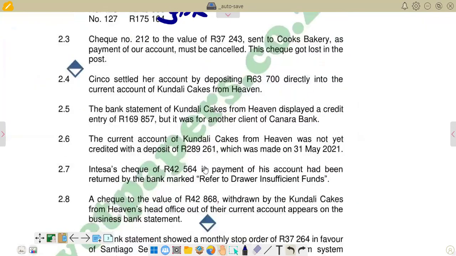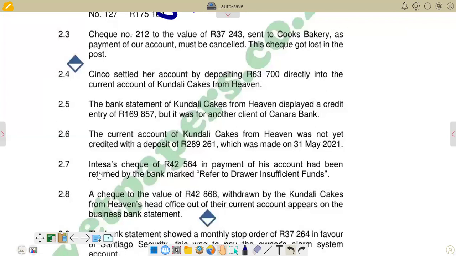Next transaction is saying Intesa check of 4,567 in the payment of his account had been retained by the bank marked refer to draw. So any check that is returned refer to draw does not affect the bank reconciliation. It means it was not processed in the bank and it's not supposed to be here on the journal. In the journal, it's supposed to be removed again. So it doesn't affect the bank reconciliation. So we leave it again.